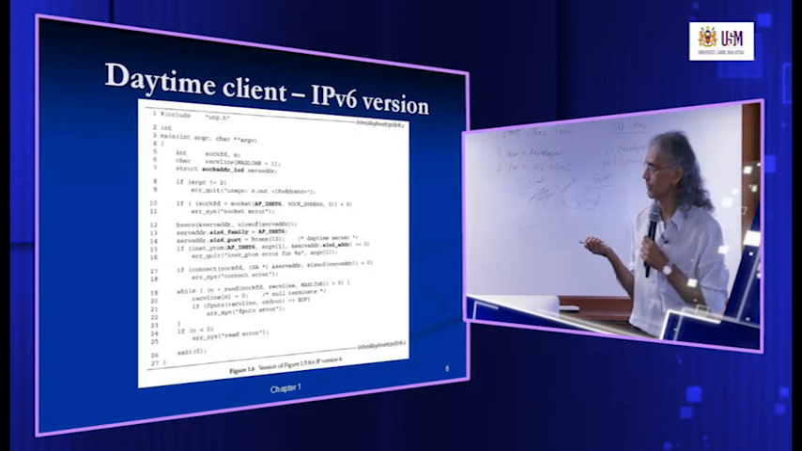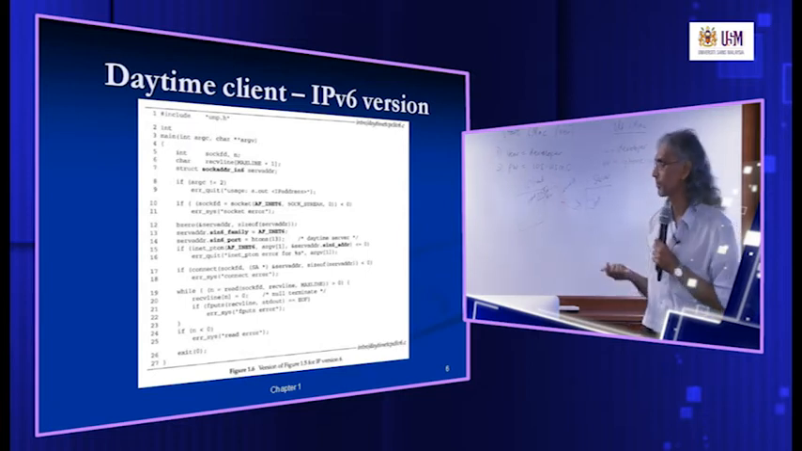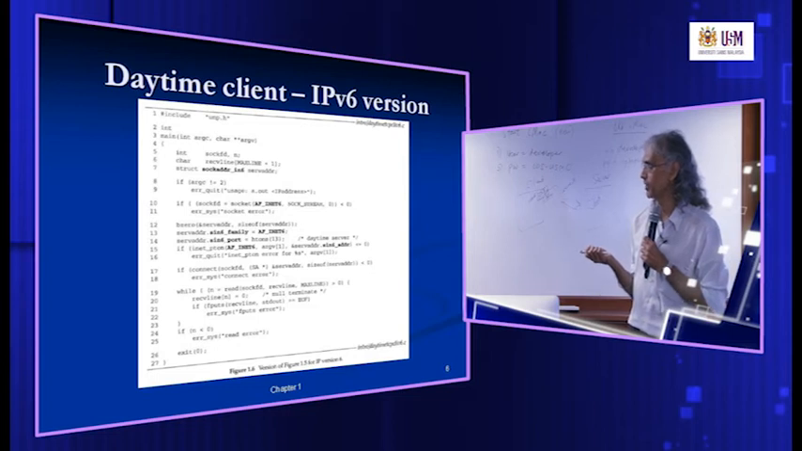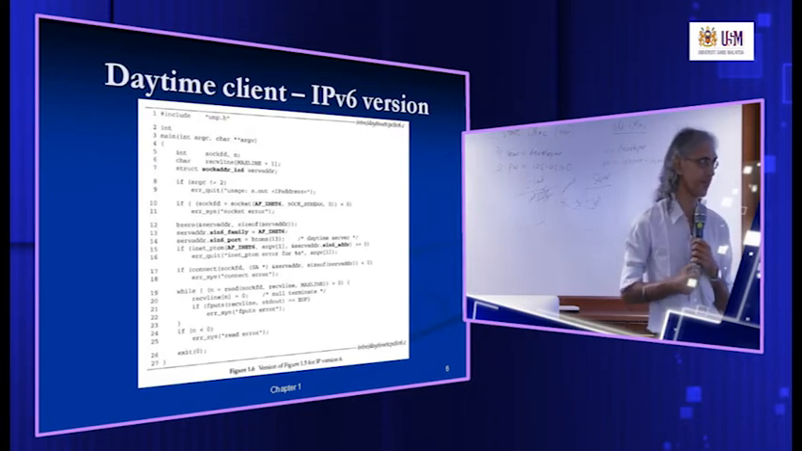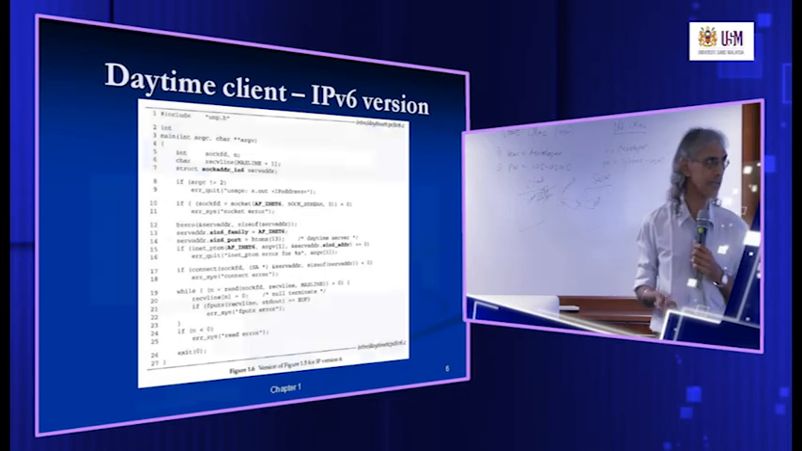And the family type will be changed now. Earlier it was AF_INET, now it's AF_INET6 to say that this is the IPv6 version. That's about all. Wherever INET is used, we use INET6, and the address we use is an IPv6 address. The rest of the code is still the same. Again, don't worry too much. We will come back to this later on.